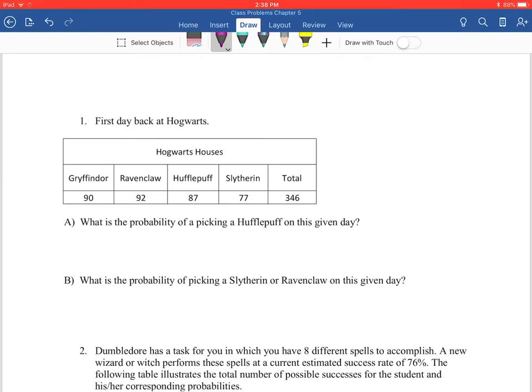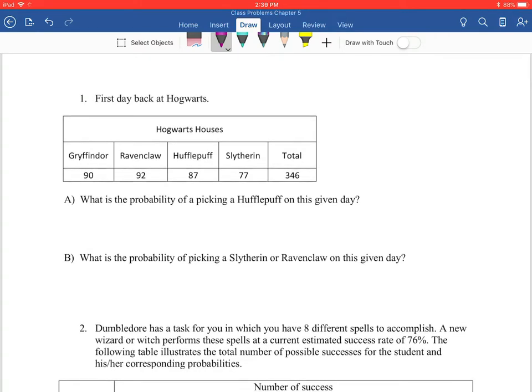So here we have our first day back at Hogwarts, and we have Hogwarts houses: Gryffindor, Ravenclaw, Hufflepuff, and Slytherin. And we have the number of students in each of these houses along with our total. Question A asks, what is the probability of picking a Hufflepuff on this given day? So when we do our probability, we find out how many are in Hufflepuff, and we see that's 87. And there's 87 students out of 346 students.